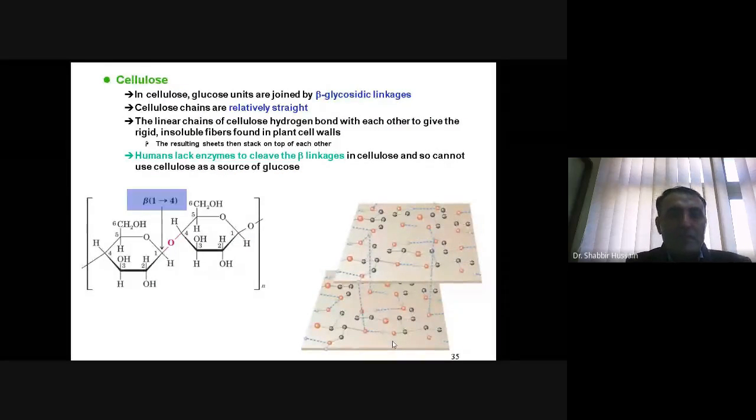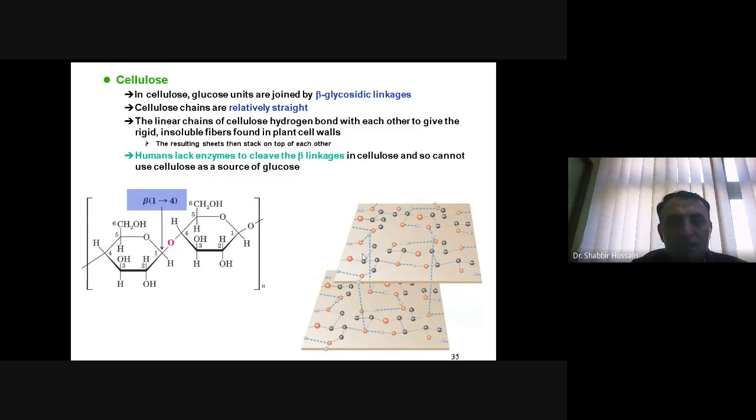The third polysaccharide is cellulose. In cellulose, glucose units are joined by beta glycosidic linkage, right? In cellulose, glucose units are joined by beta glycosidic linkage. Cellulose chains are relatively straight, right?